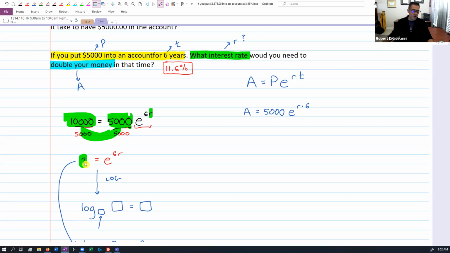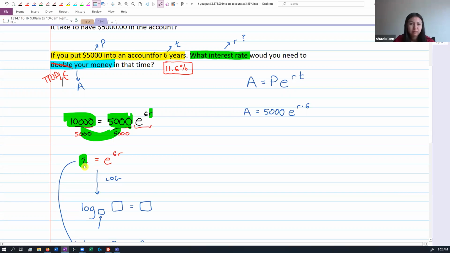Now, what if I wanted to triple my money instead of double? What do you think would happen? Instead of having a 2, what do you think we would have? A 3. And if we wanted to quadruple our money, we'd have a 4. Does that make sense? It's kind of an interesting thing. It doesn't matter what you start with. If you're trying to double your money, it's going to take everyone the same amount of time.